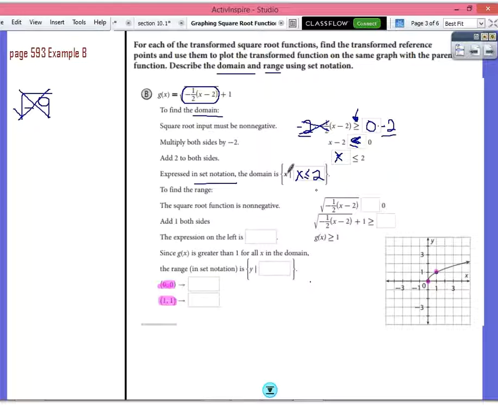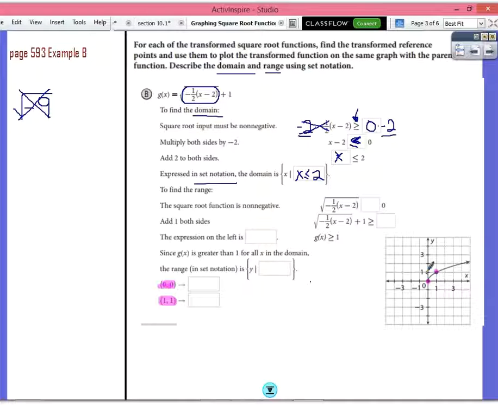all this mess inside of the square root sign is not going to affect the range. If you think about this parent function, when we apply the transformations inside of the square root, that actually has no effect on the range. It doesn't affect what the y values are going to be. The only thing that's going to affect the y values is the +1, because the +1 is going to shift everything up 1 unit.